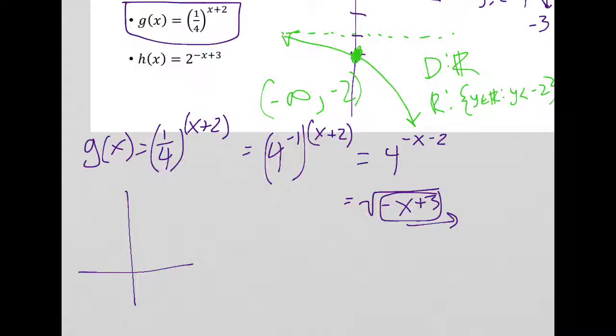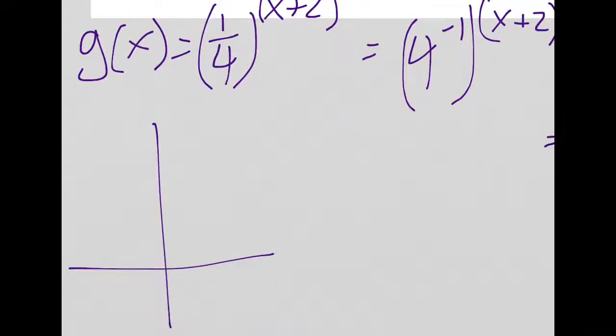So up here, when we're graphing this, that minus 2 that it's become is actually shifting it to the left. So think of the 4 to the negative x. That bit right there is going to make it so that it goes up and to the left. And then the minus 2 is going to shift it to the left too.